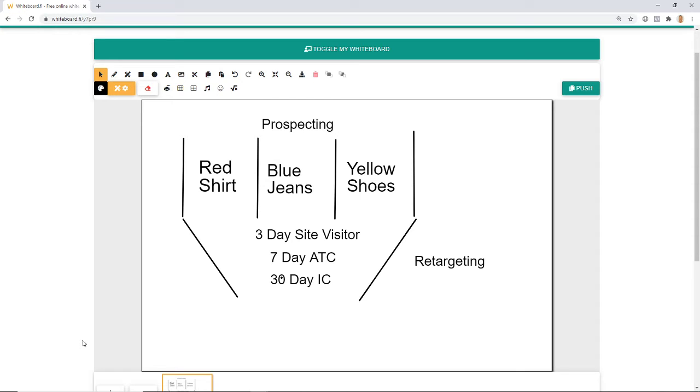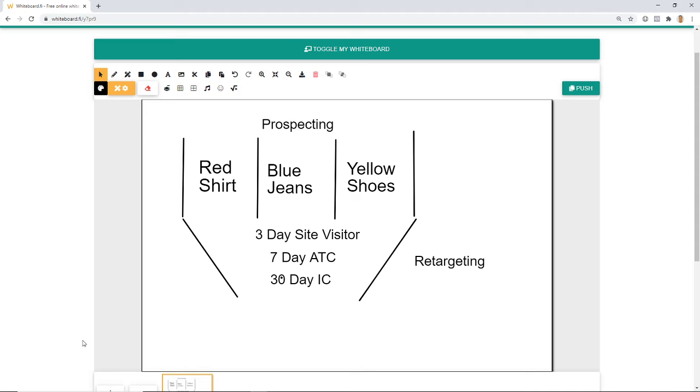So I did a little mock-up on the whiteboard of a typical retargeting structure that I see with a lot of businesses out there. Let's imagine that we're working with an e-commerce t-shirt company and they have three different product verticals. So they have red shirts, blue jeans, yellow shoes. Now, some customers may be interested in all three, but a lot of customers are only going to be interested in one out of three of those product types.